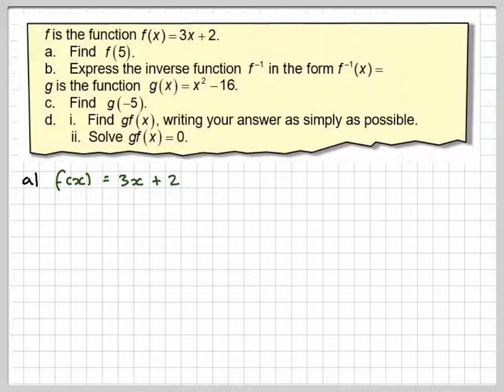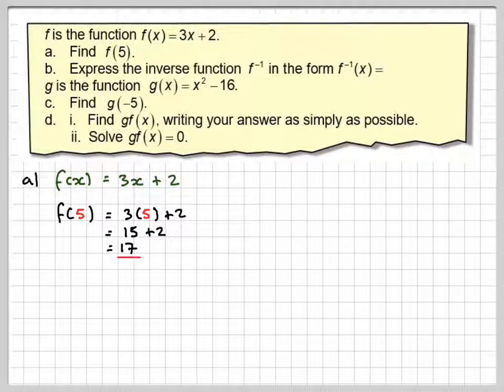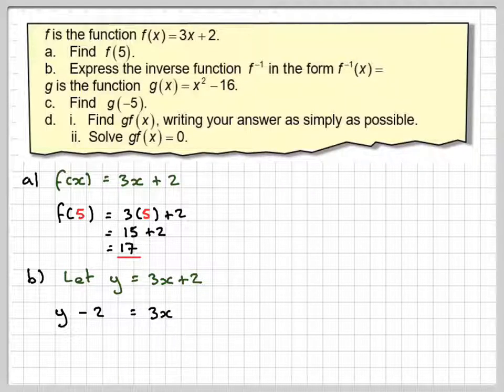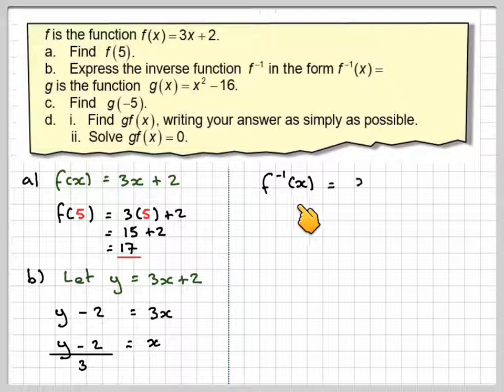So f of x is 3x plus 2. f of 5 is equal to 3 times 5 plus 2, which is going to give you 15 plus 2, which is 17. Right, to find the inverse function, you let y be equal to the function, which is 3x plus 2, and then you rearrange it to make x the subject. So, taking 2 from both sides, you get y minus 2 is equal to 3x. Dividing by 3, you're going to get that x is equal to y minus 2 over 3. So the inverse function, f to the minus 1 of x, will be x minus 2 over 3.